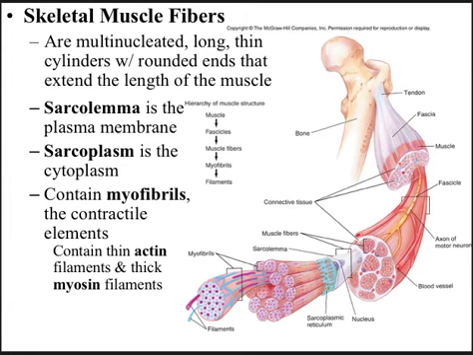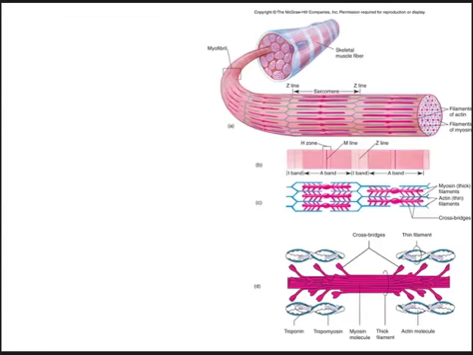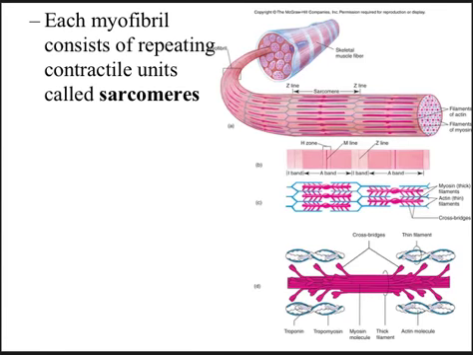And the way that contraction is produced is that the thick and thin filaments slide over the top of each other in a ratchet-like mechanism using ATP for power. And we'll see exactly how that happens in just a second. Each myofibril consists of repeating contractile units called sarcomeres.